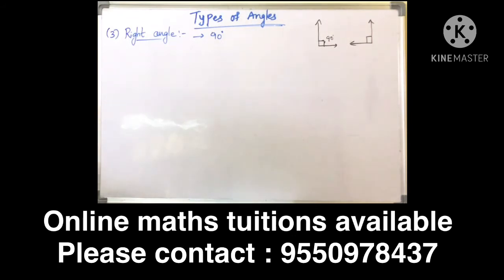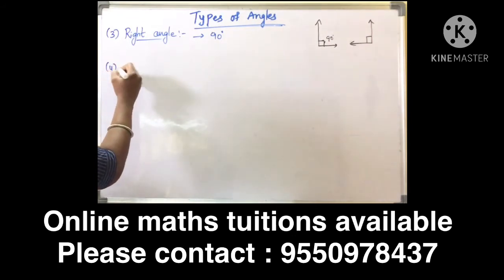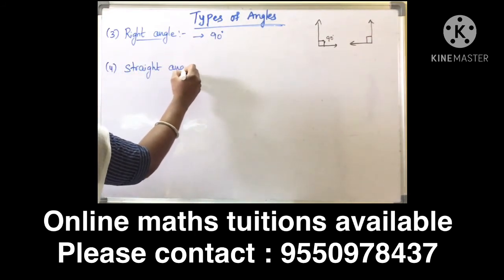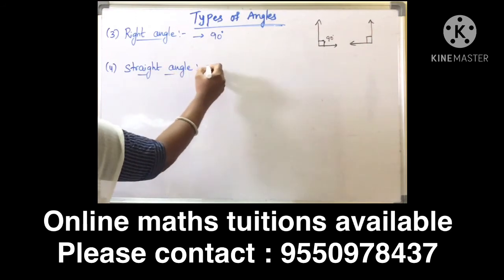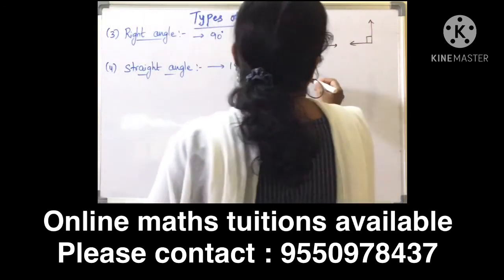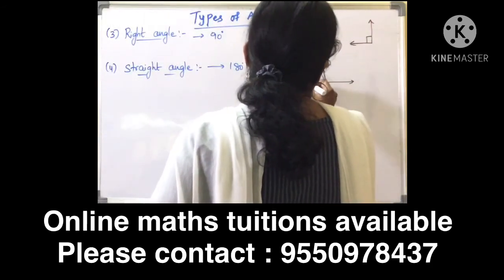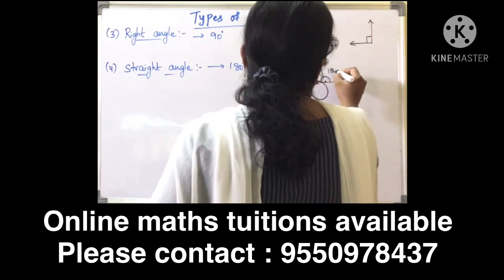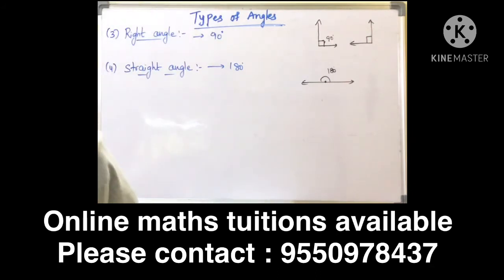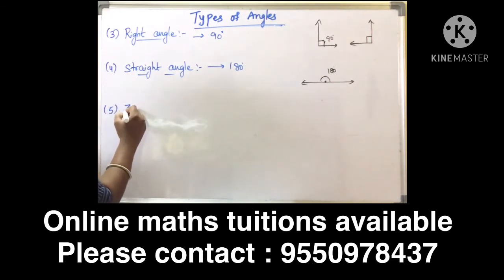Right angle. Next, coming to the fourth one, straight angle. Straight angle is nothing but an angle whose measure is 180 degrees, and it will be straight here. So this is the shape of a straight angle. So an angle whose measure is 180 degrees is called what? Straight angle.